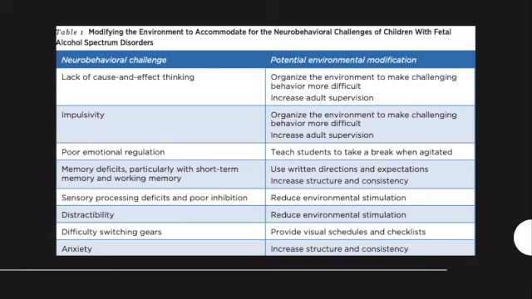So maybe if they struggle with impulsivity, we can organize the environment to make a challenging behavior more difficult, and increase supervision. So maybe that looks like preferential seating. Maybe they sit somewhere where it's a little less distracting, or maybe right next to the teacher or next to a supportive peer. So here are some things that you can take a look at if you have a child that struggles with FASD or even just behavior problems in general.